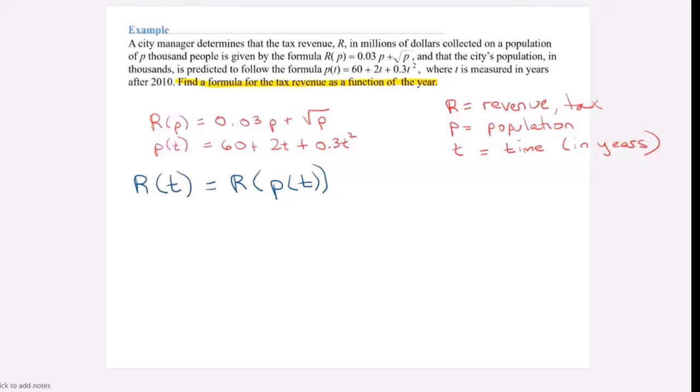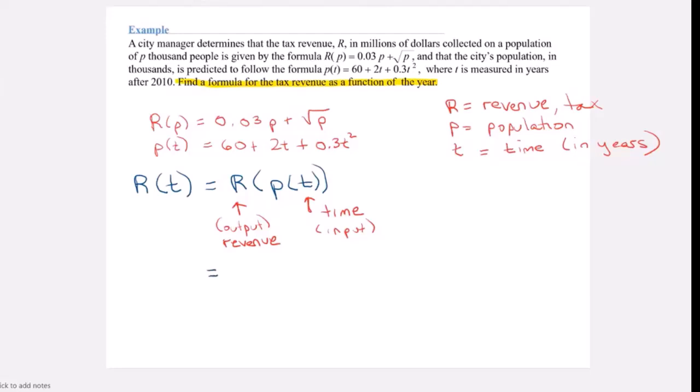Why is that the revenue as a function of years? Because look, here's my input. My input here is time. I'm going to call this time. And my output, so this is my input. This is my output. And my output is revenue. So if I can make this happen, I can put in time and I can find revenue. So let's see how that works.